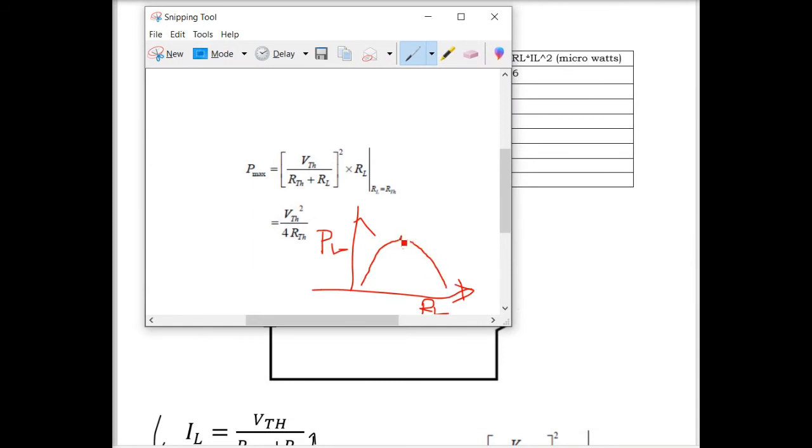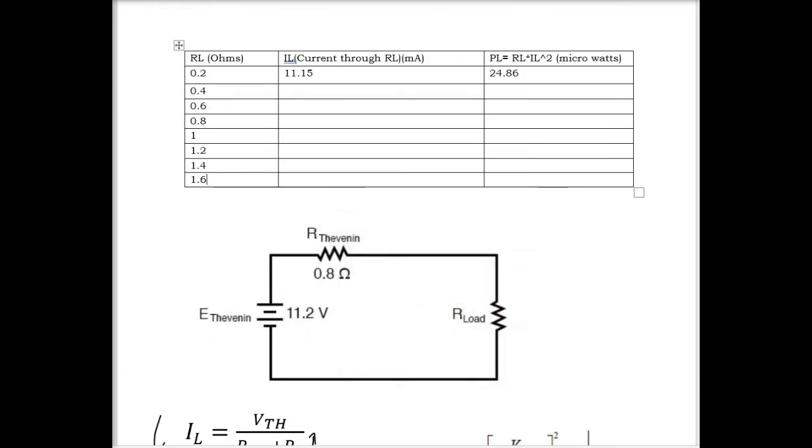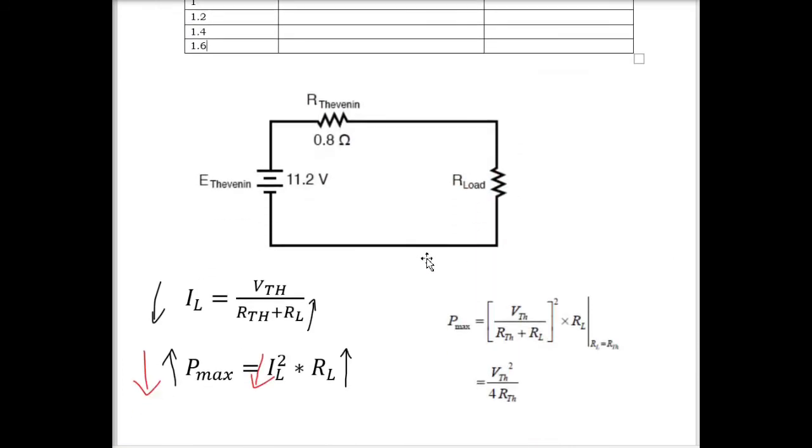And what's gonna be this value? This value is gonna be when RL is equal to RTH. At that time you are gonna get the maximum power across the load. So if you have got that, then your theorem is verified, and that's how you can actually understand the maximum power transfer theorem when it comes to a circuit.